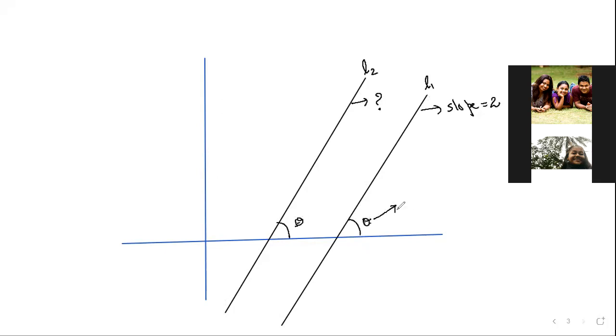So slope of this is tan theta. Slope of this also will be tan theta. And they told you the slope of this line is 2, so slope of this also will be 2. So if two lines are parallel, they will have equal slopes. If two lines are parallel, what will be their slopes? Equal.